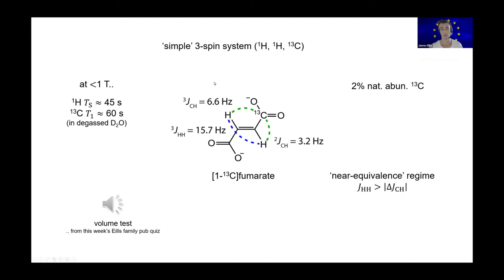We call it a three-spin system because the fumarate molecule at natural abundance, we can take interest in the molecules where the natural abundance carbon-13 is here. That's about 2% natural abundance because it's a symmetric molecule. And we talk about this as being a three-spin system because we care about the protons and the carbon, and we can say it's in the near equivalence regime where the proton-proton J coupling is much stronger than the difference in proton-carbon J couplings.